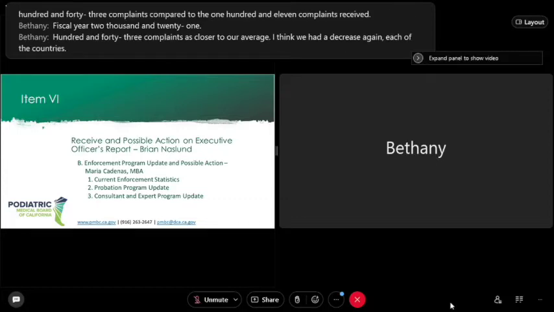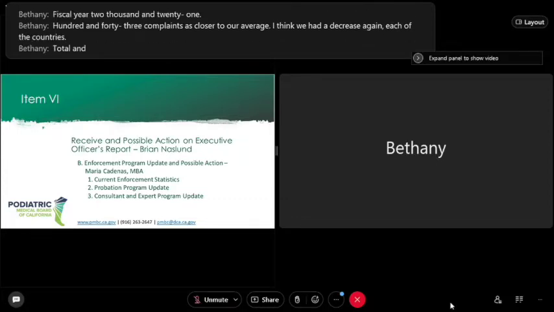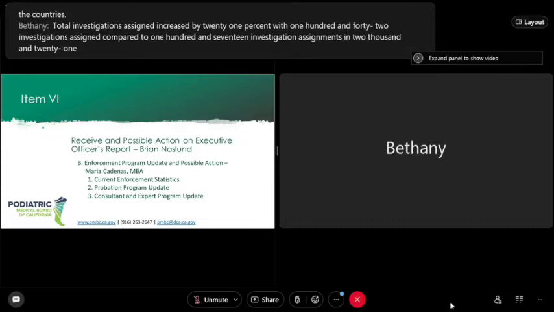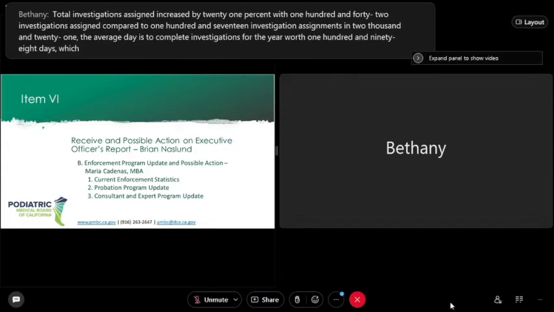Total investigations assigned increased by 21%, with 142 investigations assigned compared to 117 investigation assignments in 2021. The average days to complete investigations for the year were 198 days, which was a 16% increase over the prior fiscal year.